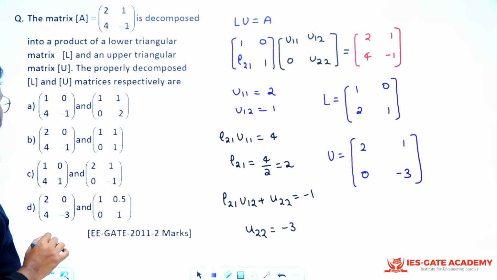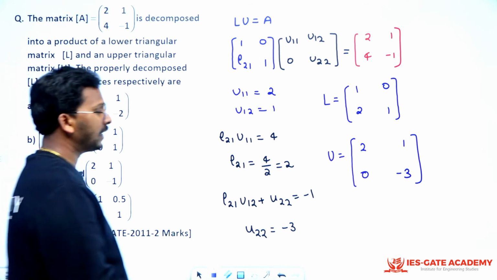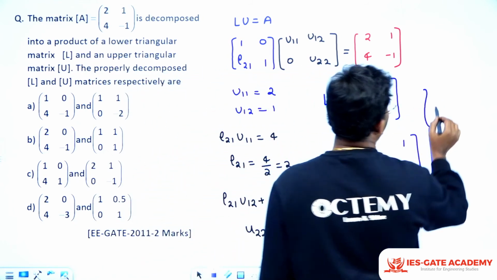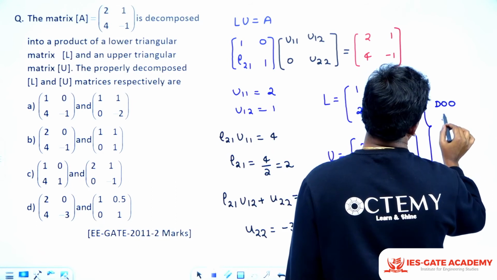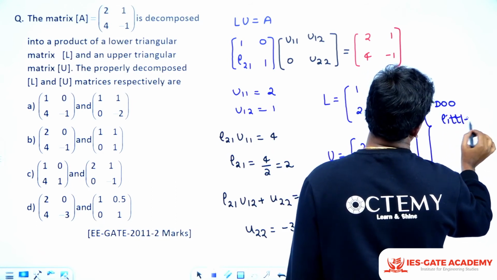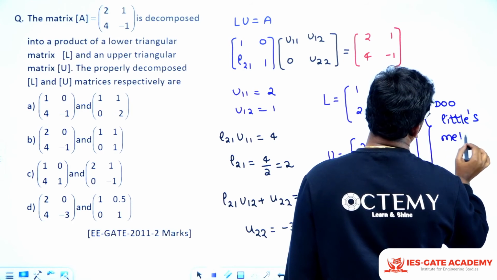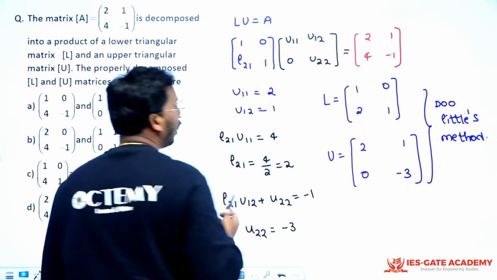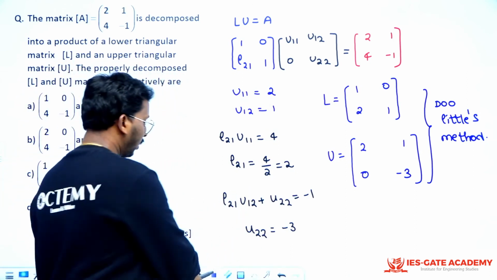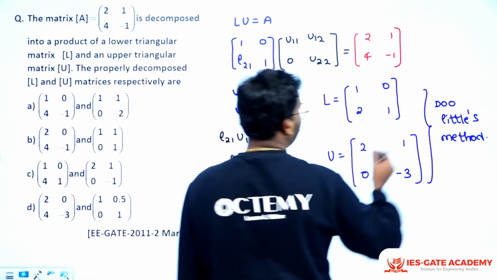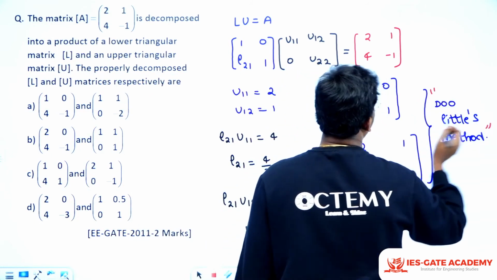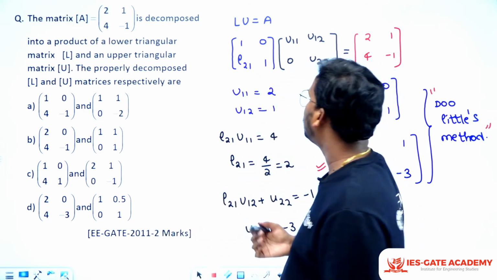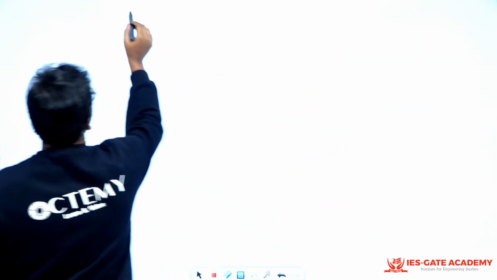Just a second. So since no option is matching, see sir, what we'll do? This is your Doolittle's method, sir. So no option is matching from this. So let us take Crout's method. If you are doing with Doolittle's, this L is right, this U is right, but none of the options is matching. So let us take Crout's method.